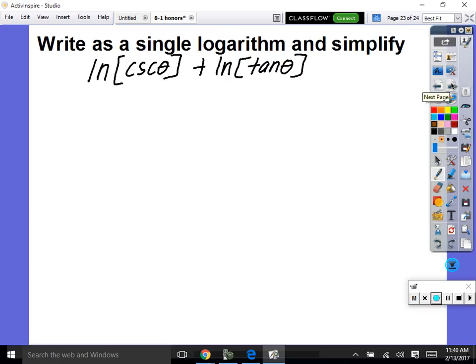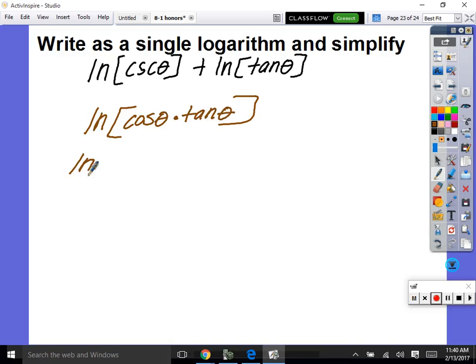Okay, so it says write as a single logarithm and simplify. So we're going to use what we just learned and tested on, properties of logs. So if you're multiplying, you do what? If you add, I mean. So we have cosecant theta times tangent theta. So we can put them in the same ln. So let's simplify that. ln of cosecant theta, tangent is sine over cosine, right?